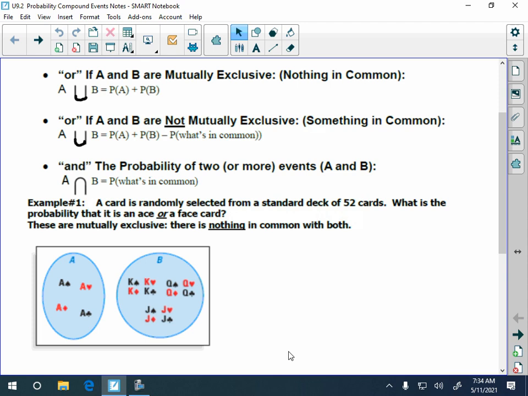So if you look at these cards in a Venn diagram, the first event, probability A, is our aces. You can see in the first Venn diagram all the aces. There's 4 of them. And then in the second circle, all the face cards, and there's 12 of them. And you can see that there's nothing in common with aces and face cards, and it has the word or in it. So what we do is we just take that first formula, the probability of the first event happening, A, and then add on the probability of the second event happening, B.